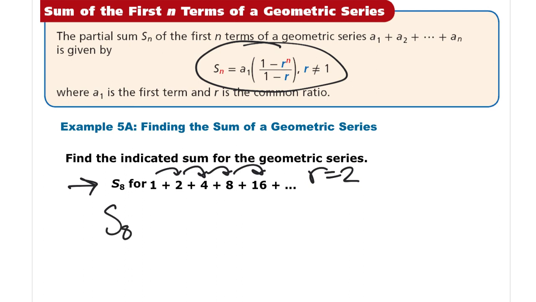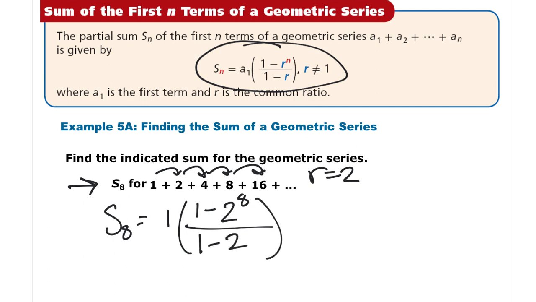So S sub 8, meaning the sum of the first 8 terms, is going to equal our first term, which is 1, times, in the numerator, 1 minus r, which is 2, to the nth power, that's going to be 8 in our case, over 1 minus 2. And now we just use our calculator to simplify that, and we would see that the sum of the first 8 terms is 255.